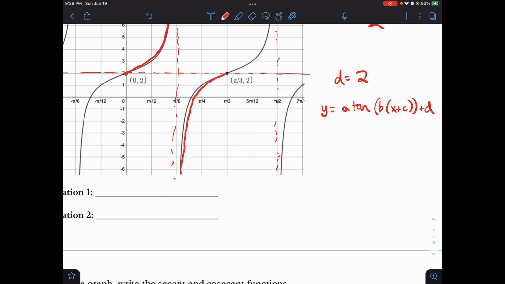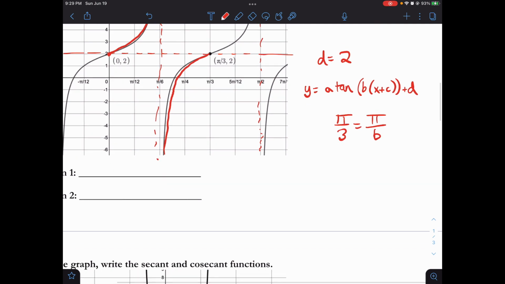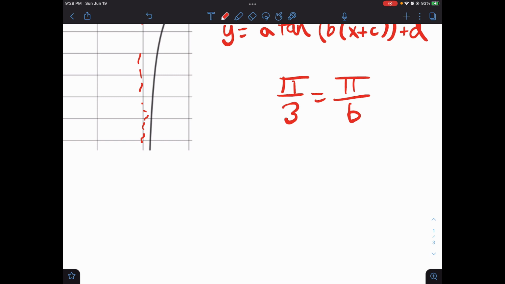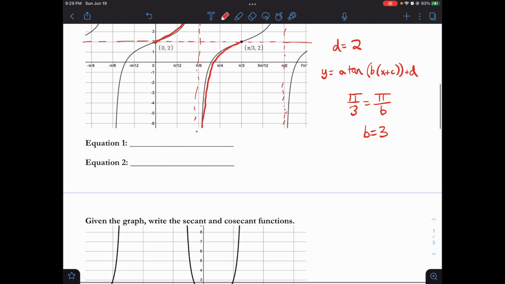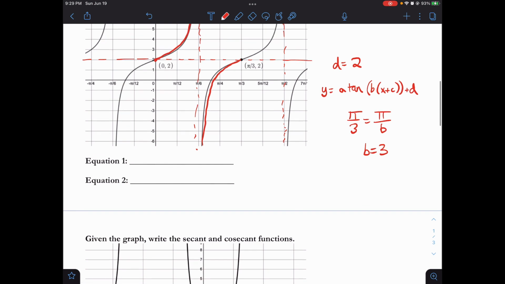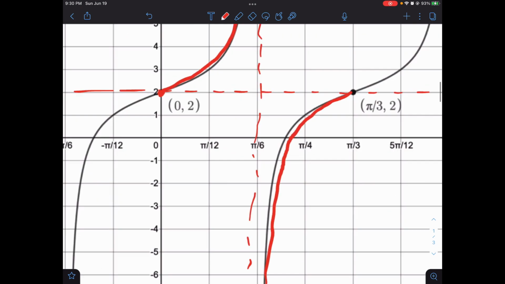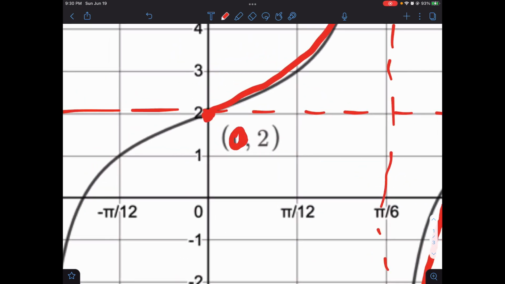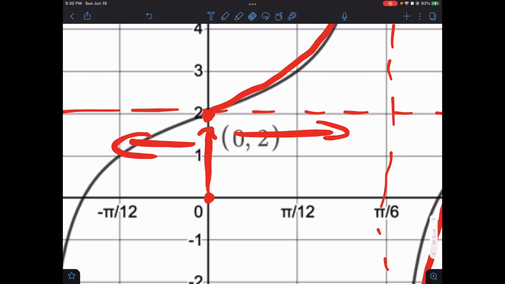Now to find our b value, we're going to plug it into the formula. Pi over 3 is equal to pi over b, because in our normal tangent graph, our period is pi and not 2 pi. So b is equal to 3. We have b. Now to figure out c, we know that there is no phase shift because our value at (0, 0) has just gone up 2 and not to the right or to the left. So there is no phase shift.